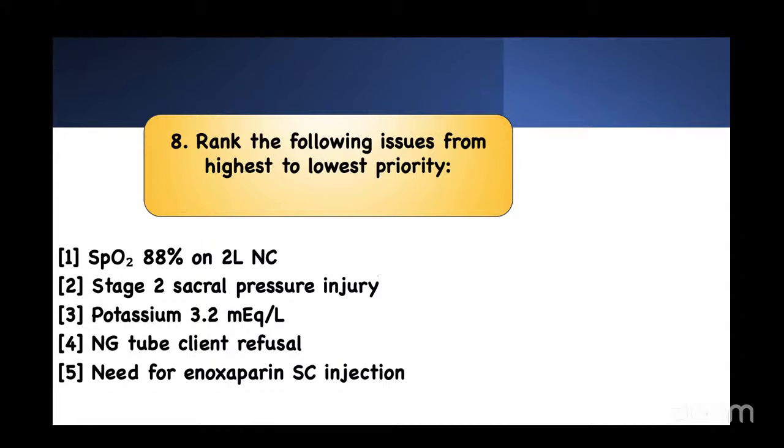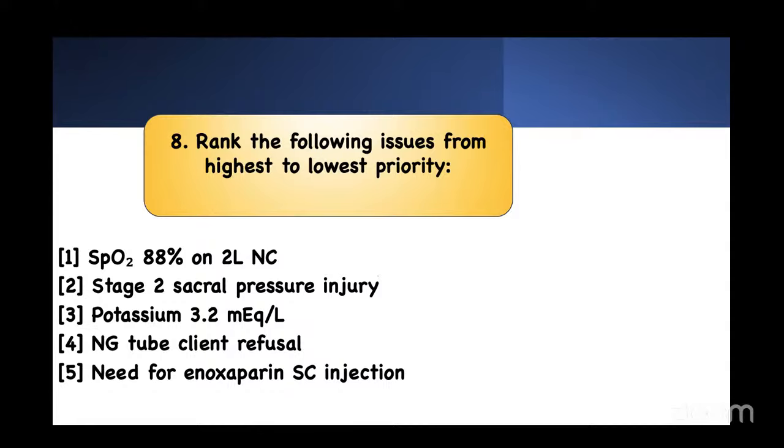What do you think is the number one? I know a lot of people will choose potassium, but remember the patient has a saturation of 88. 88 on 2 liters is not responding. So I got to figure out why his sat is low. So I'll do that one first. Then I'll go to the potassium and deal with the potassium, right?